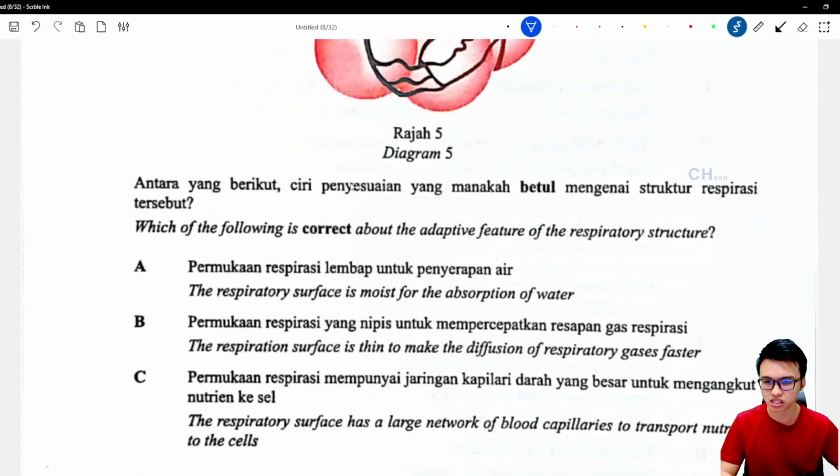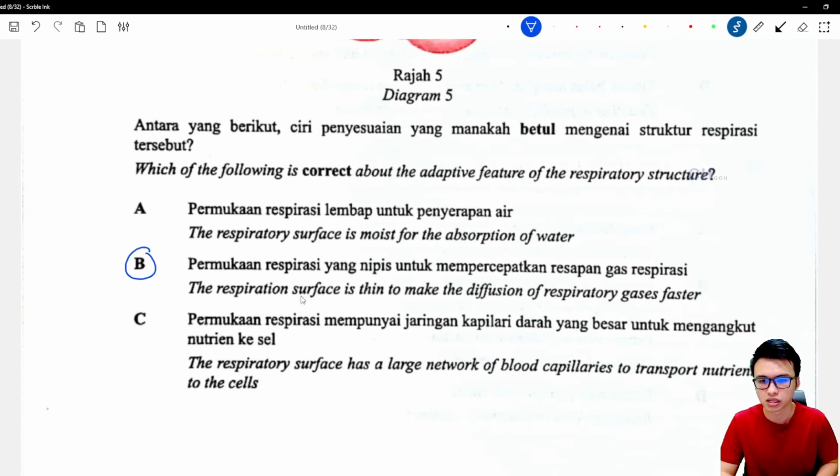So question 11, here the answer should be B. Because the respiration surface is thin. How thin? One cell thick, to make the respiratory gases diffuse faster. Now why is A wrong? Because it's not absorption of water, guys. We don't absorb water in the lungs. If you absorb water in the lungs, you are not a living thing anymore. All right. So the surface area being moist is correct, but it's not absorption of water.